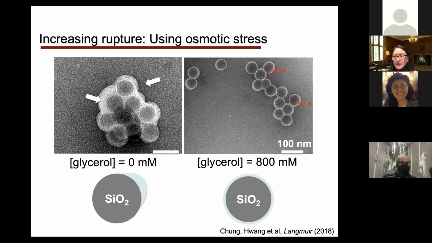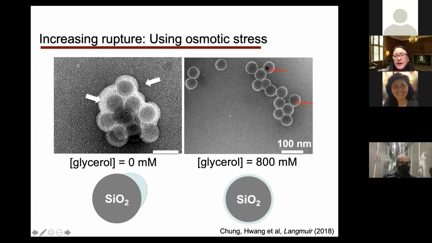And so the second step of how we create this is really to use osmotic stress to stress the system so that it would rupture. In the first trial, we looked at using glycerol as the osmolyte to allow us to open it up. And when we pump it up to the correct concentration, what we see is that we can robustly give rise to nanoparticles coated with a single bilayer.